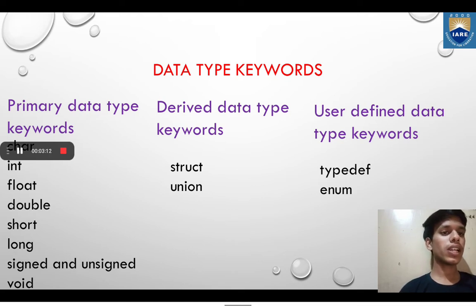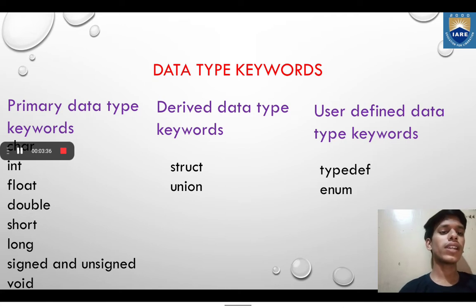Similarly, for derived data types like structure and union, we can define structures and unions using predefined keywords. They are struct and union. And user defined data type keywords are typedef and enum, or the enumeration keyword, that is enum. So let us see one by one.